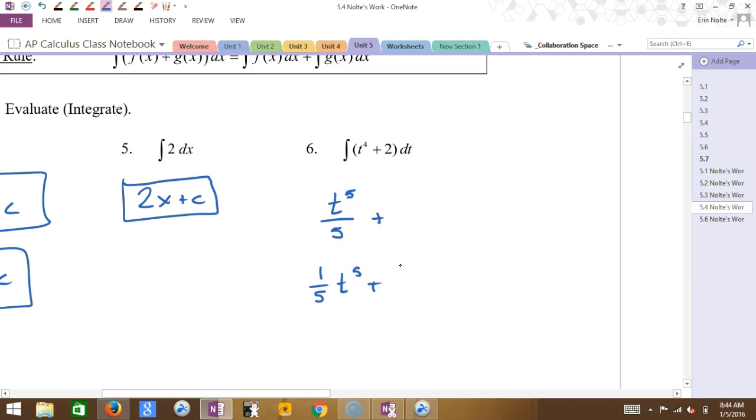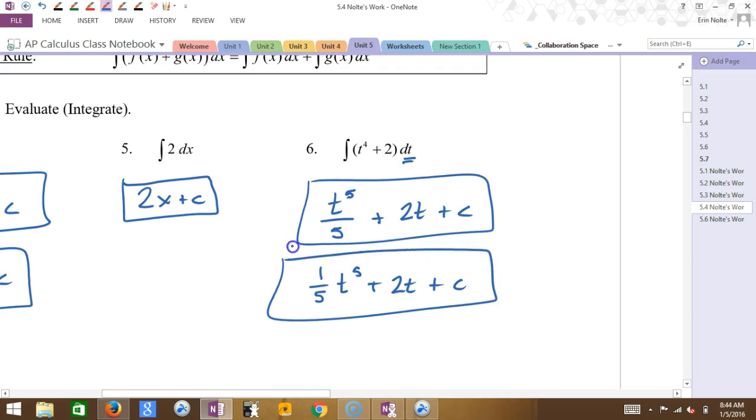Okay, and if I integrate 2, what's the integral of 2? 2t, because we have a t this time, 2t. So notice that this notation becomes important because it tells us the variable. Okay, 2t, and then we always say plus c. Pretty easy? I'll take that as a yes.